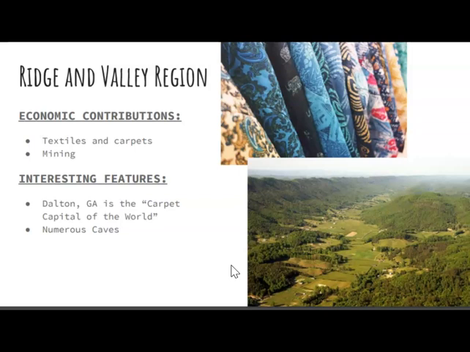But boys and girls, I just want you to think of the impact that Dalton, Georgia has on the rest of the world. This is talking about the world, all 7 continents, over 100 countries. Dalton, Georgia is on the map for being a carpet capital. So just think about that.